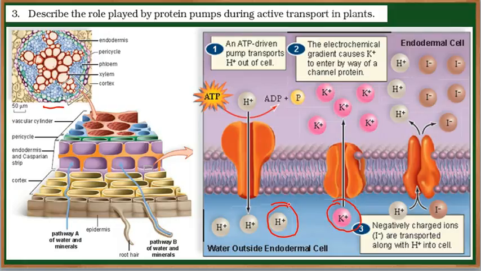So these charged substances cannot just diffuse through the plasma membrane. So there should be a protein pump through which they are transported from the soil into the cells, and this is done by active transport, as it is transporting against the concentration gradient.